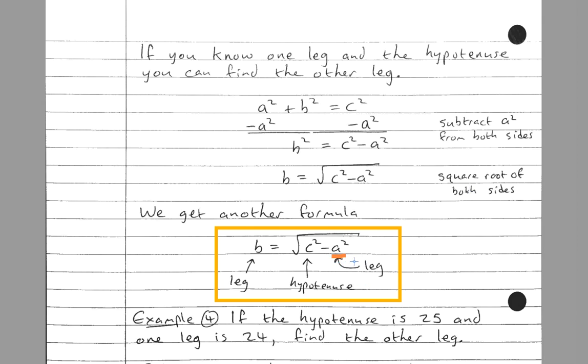Okay, so if you have a right angled triangle and you know one leg and you know the hypotenuse, then you can work out the other leg just using this formula. It's very similar. We just have a minus sign. And the hypotenuse.